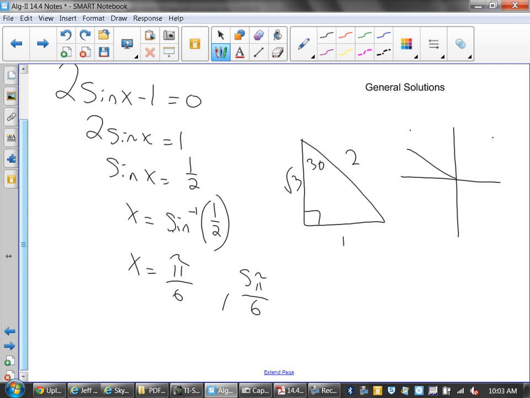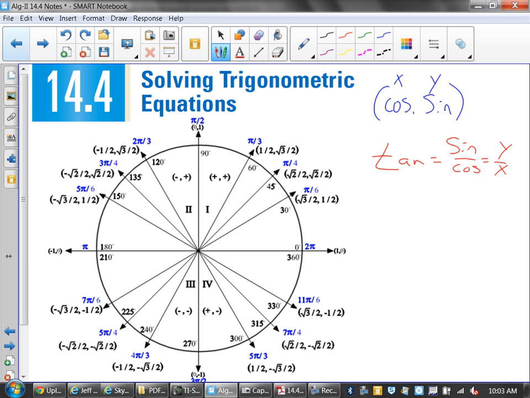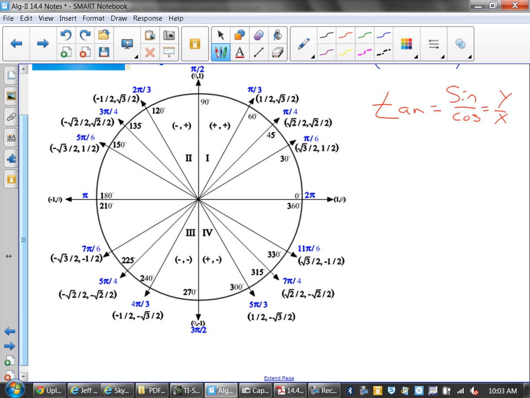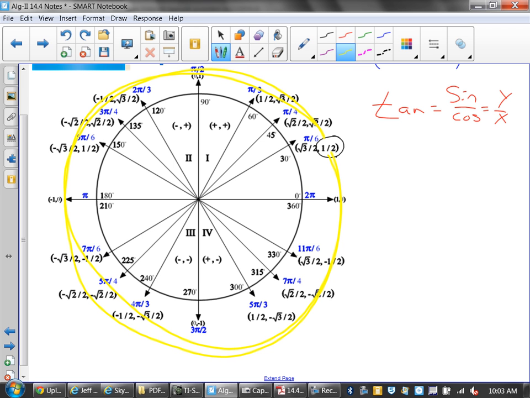Now, this idea of a general solution. If you think about your unit circle, let me go back one spot here. We found that the sine of pi over 6 was 1/2. If I go around the circle, don't I hit it again after 2 pi? If I go around again, don't I hit it again after 2 pi? So if I add 2 pi to it, I'm always going to get 1/2 for the sine value.